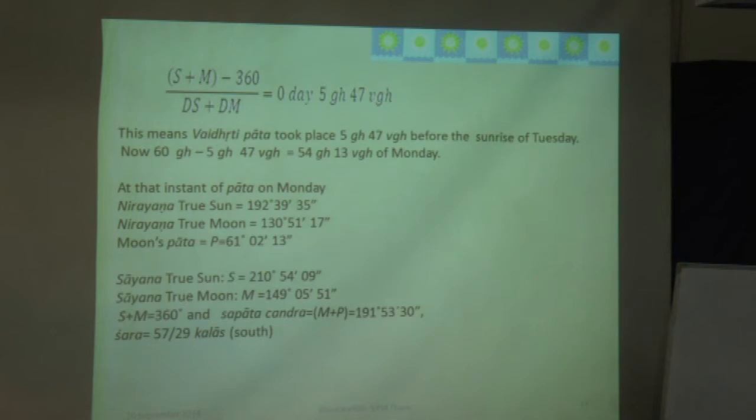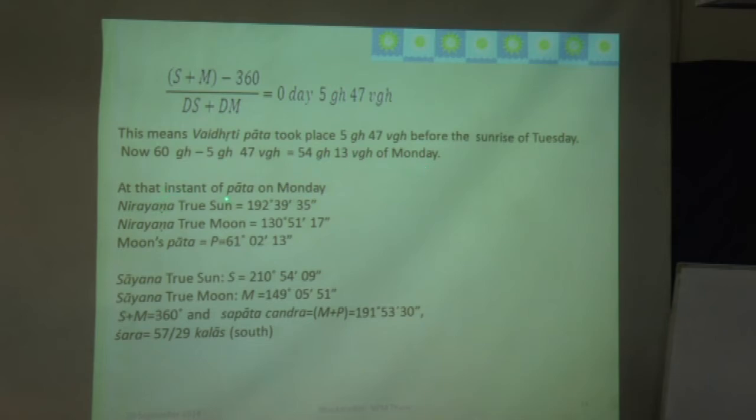The formula is like this: the sum of the tropical longitudes of the sun and moon minus 360, divided by the sum of the daily motion of the sun and the daily motion of the moon, which gives us 0 day, 5 Gatis and 47 Vigatis. It means that Vyatipata took place 5 Gatis, 47 Vigatis before the sunrise of Tuesday. If we subtract that from 60 Gatis, we get 54 Gatis, 13 Vigatis of Monday.